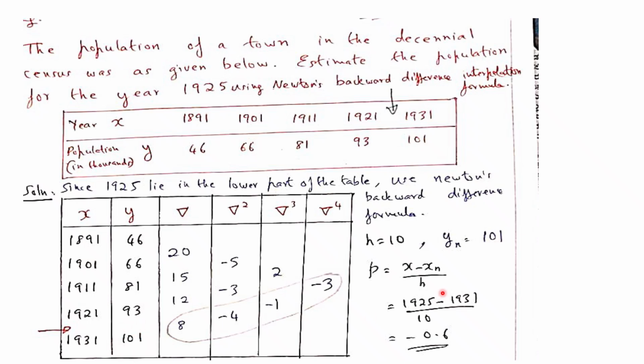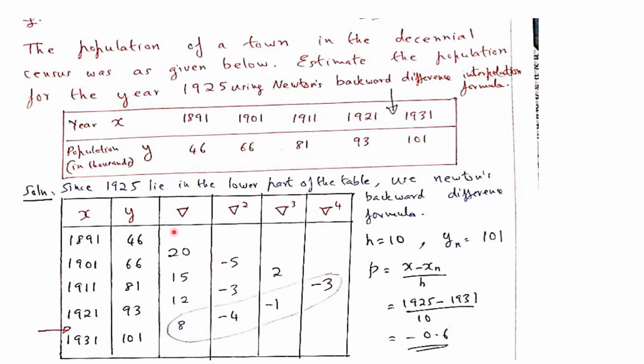Okay, so calculate p using the method here. p is equal to x minus xn by h. There is a slight change here, so you will get this as minus 0.6. You can get it as minus, no problem. So you have to substitute the value of p in the formula with the minus sign only. Here the differences are also calculated in the same manner, but instead of delta, we call it del. See, the symbol is inverted. So del square, del cube, del to the power 4.